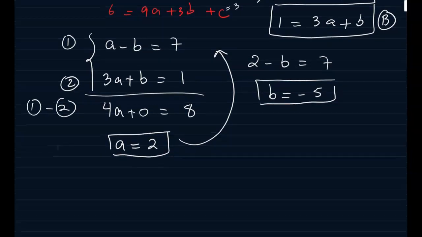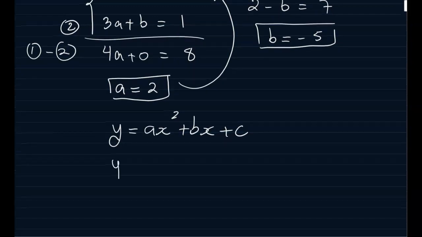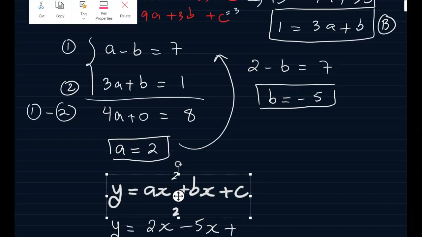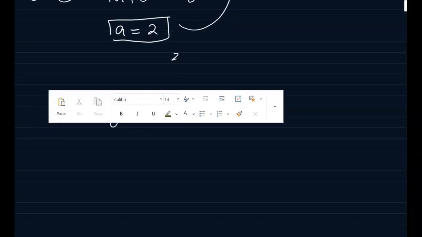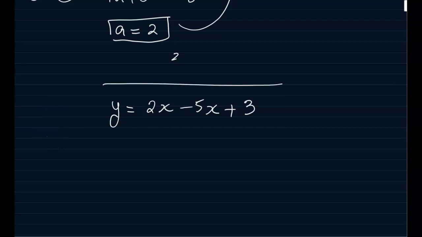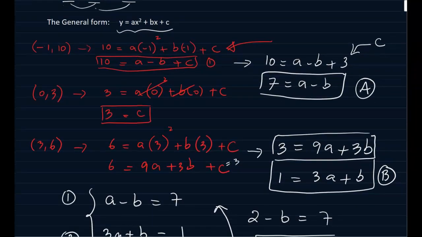Now that we have that, we can rewrite the general form. The general form is y equals ax squared plus bx plus c. And now we're going to replace: y equals 2x squared minus 5x plus c. Let's see what c was. c was 3. Here we go. Here is the equation of the parabola that passes through those 3 points.